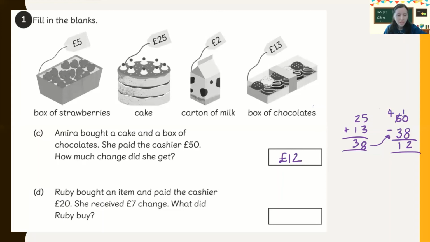Okay, question D. Ruby bought an item, it doesn't say which, and paid the cashier £20. She received £7 change. What did Ruby buy? How would you work that out? How would you work out what she bought? You've got a 20 and a 7. What do you think you might have to do with those numbers? Pause the video and give that a go, and then I'll give you a little bit of help.